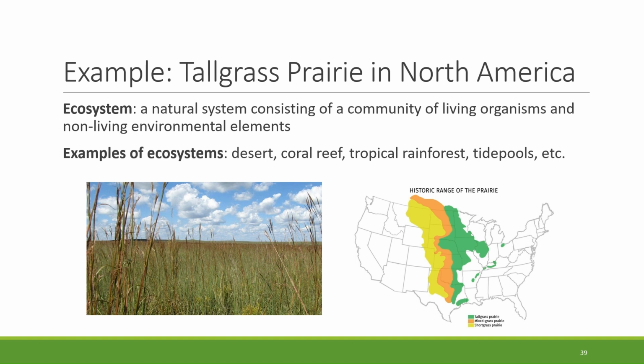Tallgrass prairie used to cover 170 million acres of the North American continent, which is the equivalent of 230,000 square miles. And this area is represented on the part of the map that's colored green on the right-hand side. And today, the National Park Service estimates that less than 4% of the original tallgrass prairie ecosystem remains intact.